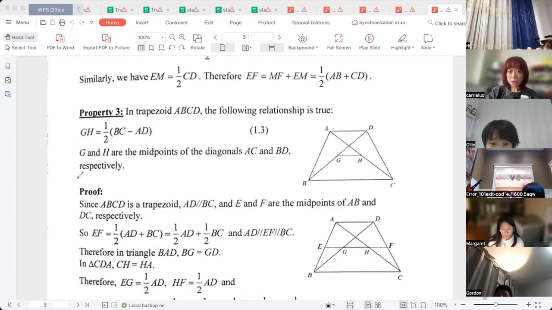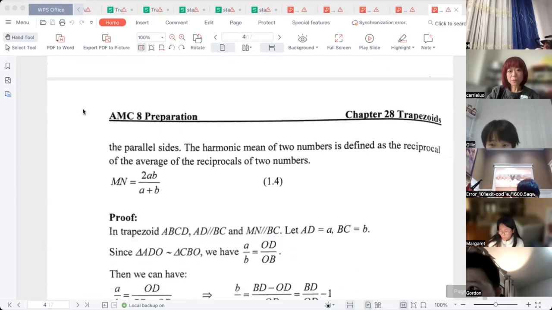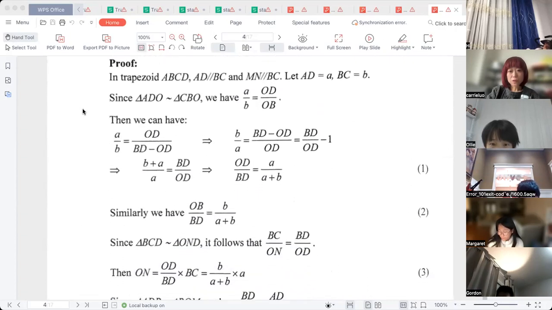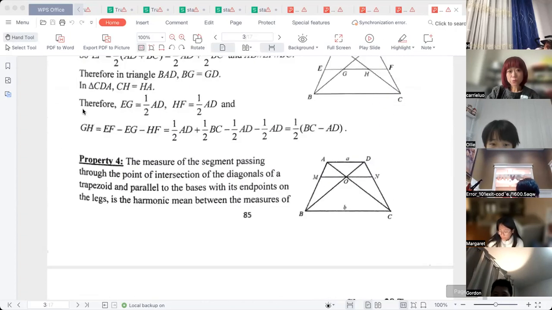Okay, when you finish, G is the midpoint of BD. H is the midpoint of AC. So that's why obviously GH is parallel to AD and parallel to BC, right? And also, you can directly use it. GH, the measure, equals half of the bottom base minus the top base of the trapezoid. Okay, we don't have to look at the proof, so just use them. Property 4 is very important as well, okay?